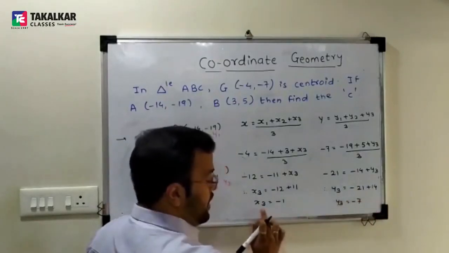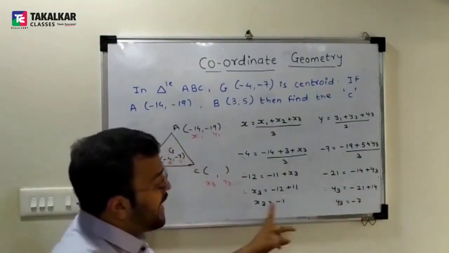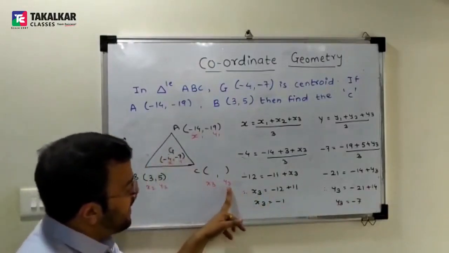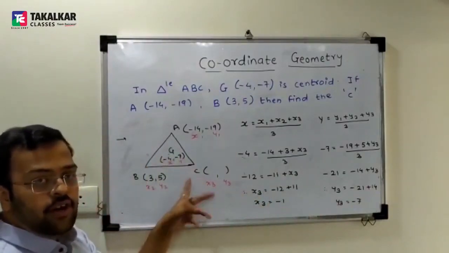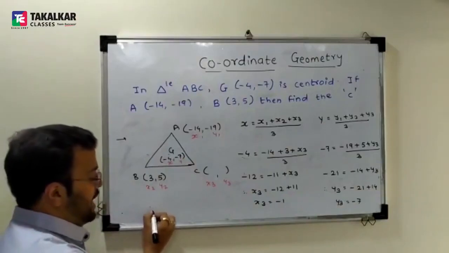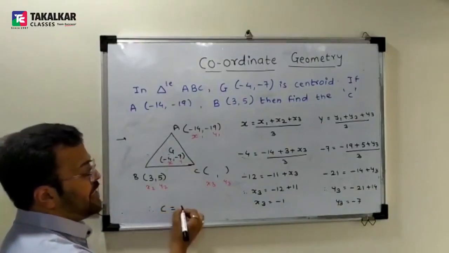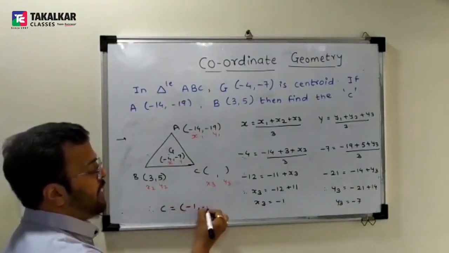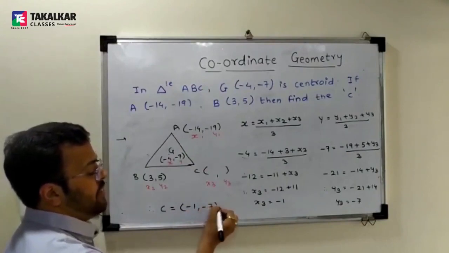So what have I got? x3 and y3. But what are x3 and y3? x3 and y3 are nothing but the coordinates of C. So indirectly we have calculated the coordinates of C. So C is equal to (-1, -7).